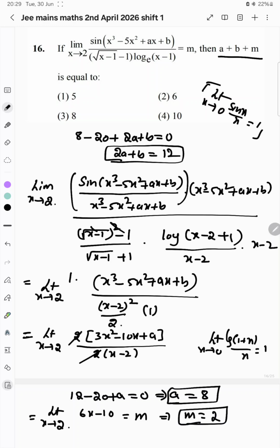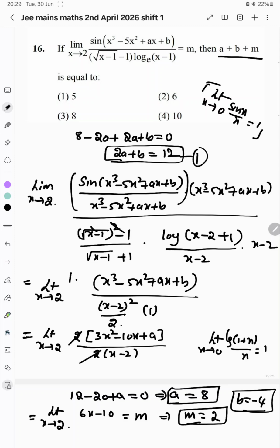So we found here the a value and the m value. This a value, if you substitute in equation 1, we will get the value of b. The a value is 8, right? 2 eights are 16. So 12 minus 16 is minus 4. So the b value we will get as minus 4. We got it. So we found the a value, b value and m value.